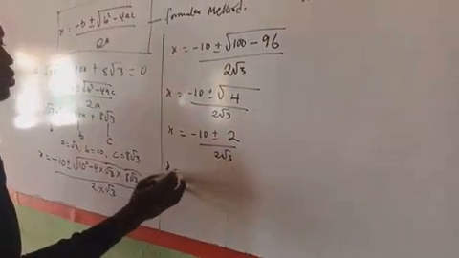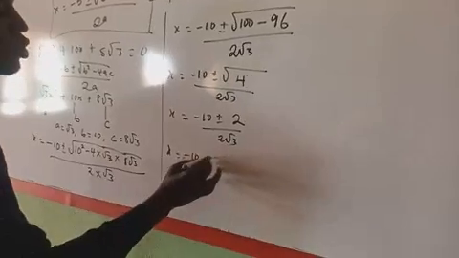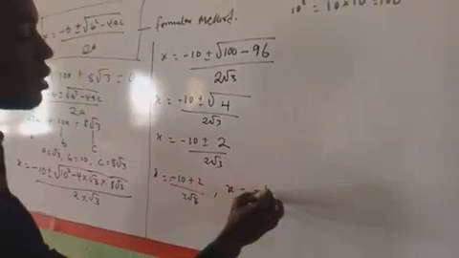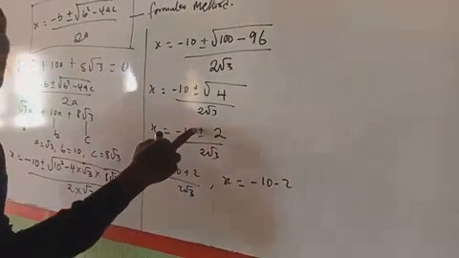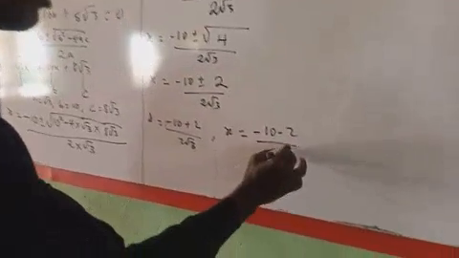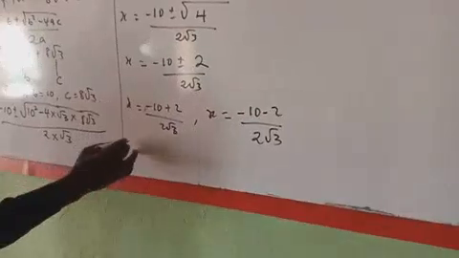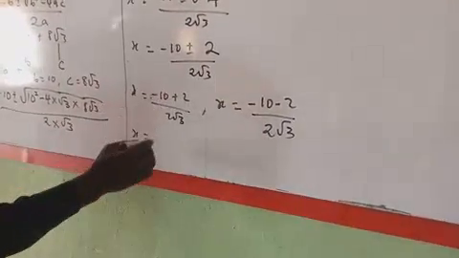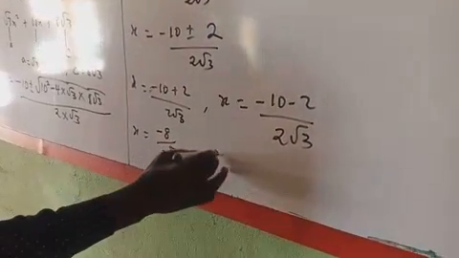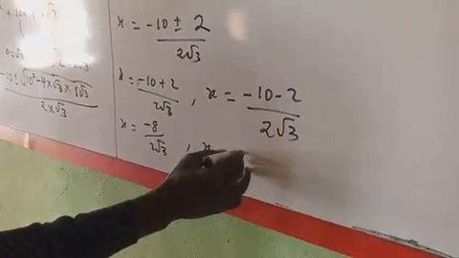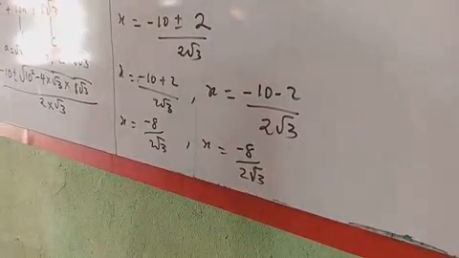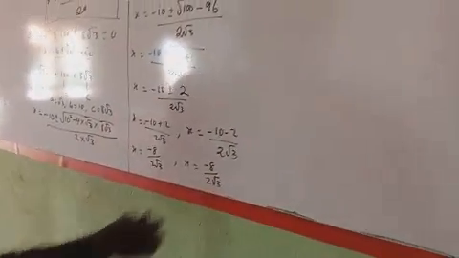So I'll have x equals minus 10 plus 2 over 2 root 3. Also, my x equals minus 10 minus 2, since of course you may recall I have plus or minus here. So I have minus 10 minus 2 all over 2 root 3. So my x equals minus 10 plus 2 will give me minus 8 over 2 root 3. Then my x equals minus 10 minus 2 will give me minus 8 over 2 root 3. Okay, so I can just simplify them by reducing them.